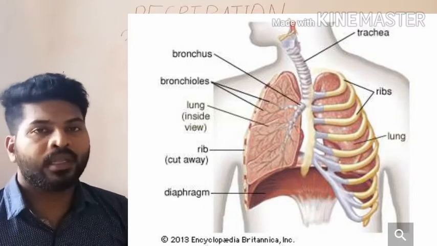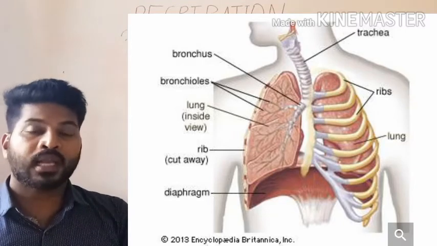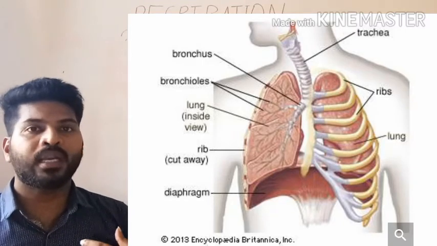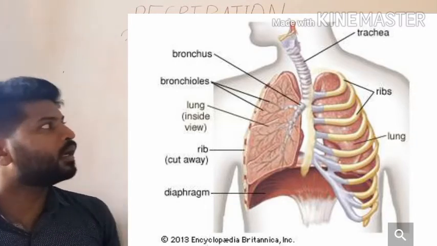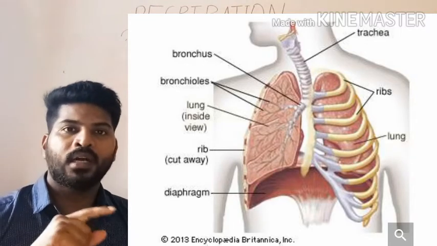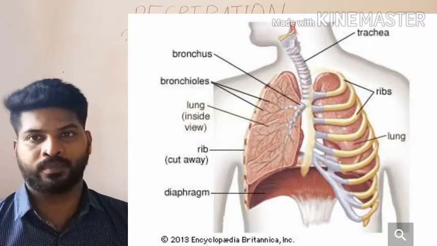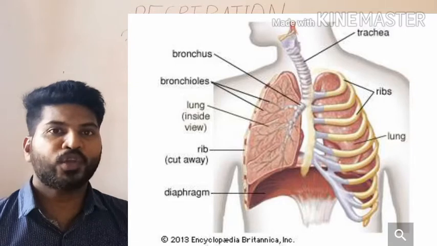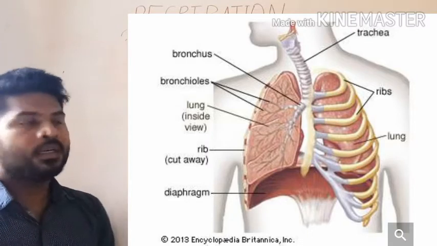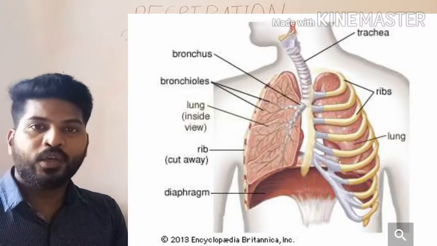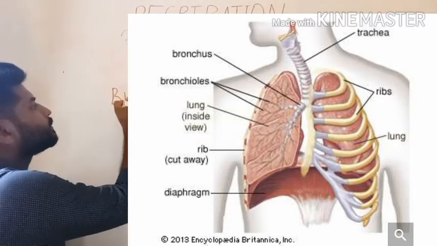The cavity in which the lung is present is called the thoracic cavity. The lungs are well protected by the rib cage. So the bones of the ribs will protect the lungs. And below the lungs there is a muscular, dome-shaped structure called the diaphragm. This is very unique to mammals. Only mammals have diaphragms. The entry of air into the lungs, this process is what is called breathing.